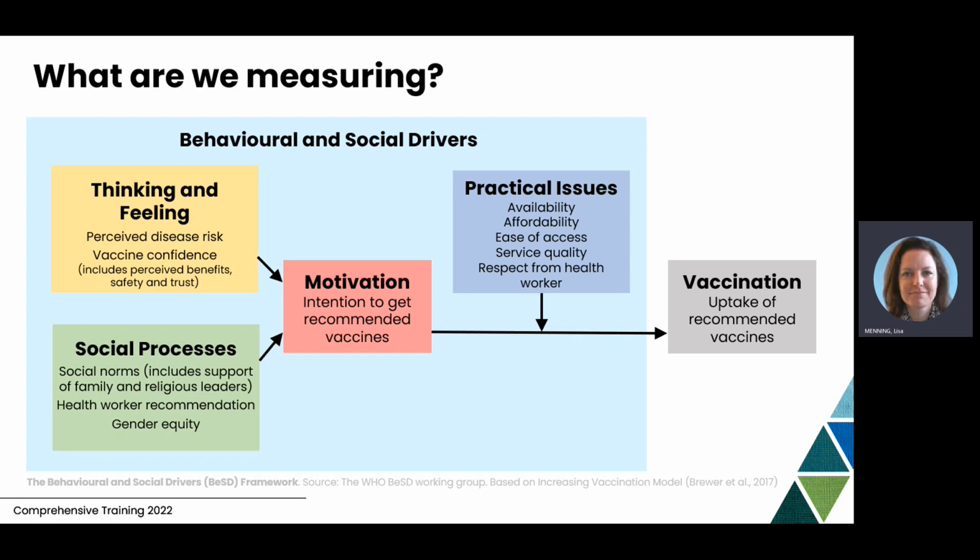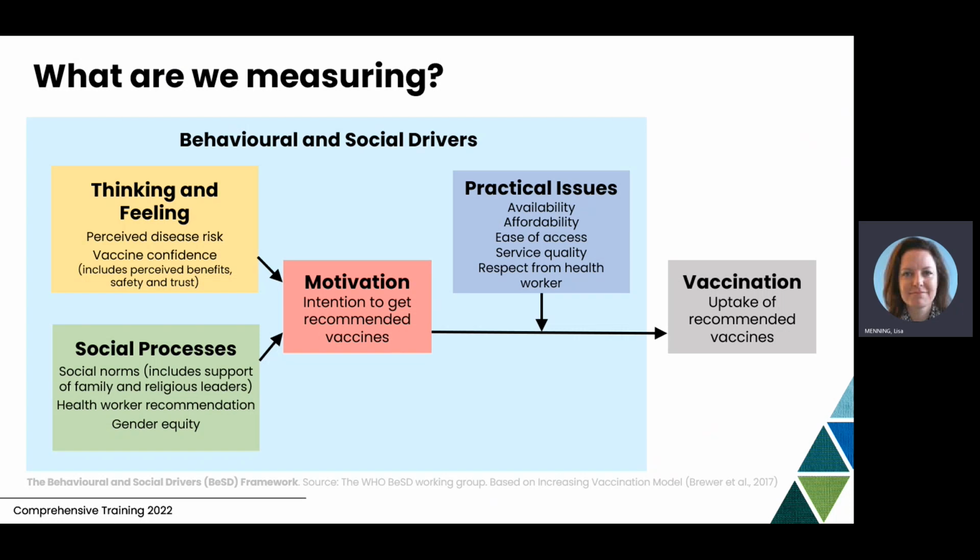It's context specific. There's also health worker recommendations and other gender or equity related barriers as well. There's also, thirdly, motivations or intentions, the willingness to want to get the recommended vaccines. And lastly, if not most importantly, the practical issues. And this includes availability, affordability, ease of access, service quality, and the experience in getting vaccination. This includes also the respect or interaction with a health worker.